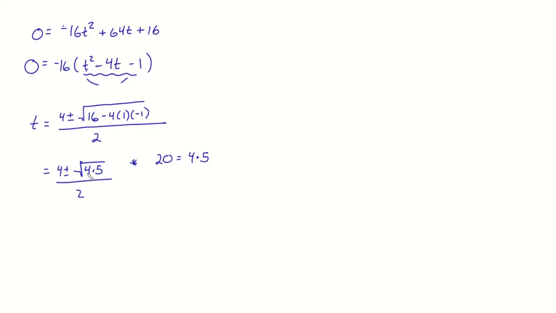Yeah, 4 is a square number. We can clean this up. So here we go: 4 plus or minus, what comes out of the square root? Okay, so I'll take the square root of 4. What stayed inside the square root? 5, all over 2, right? Okay, maybe both of these numbers work.